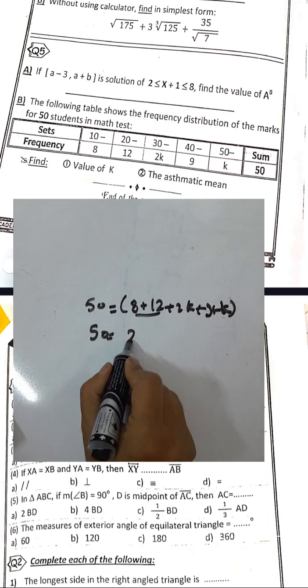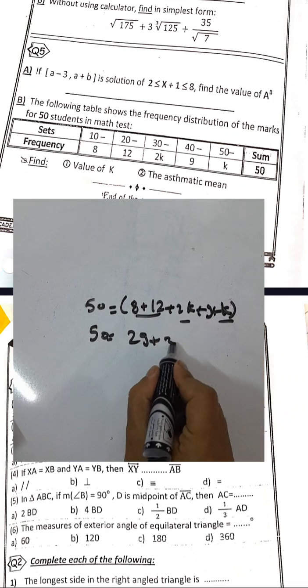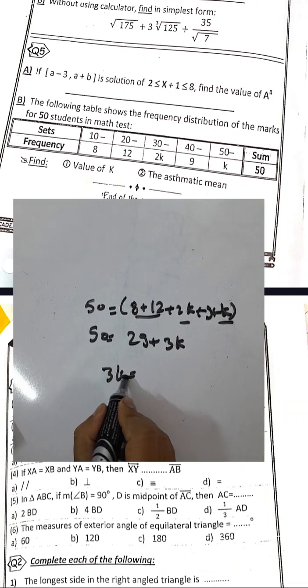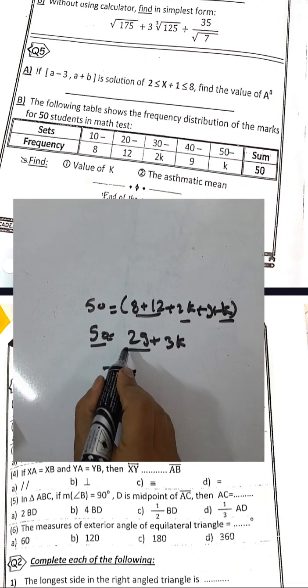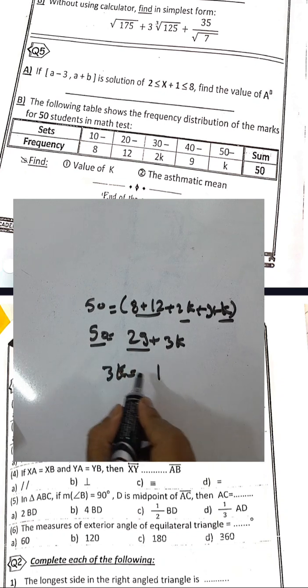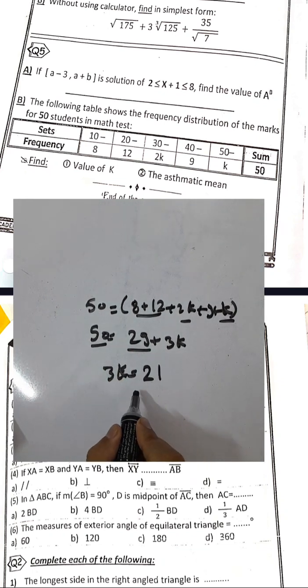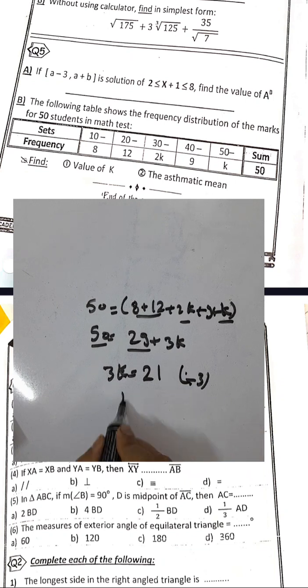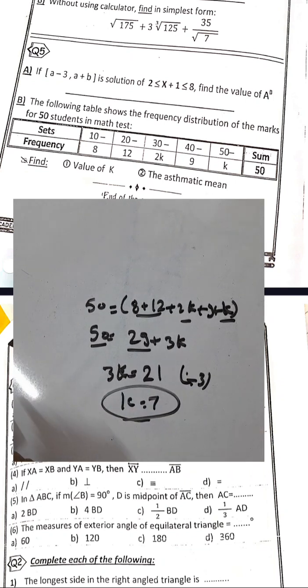20 plus 9 will be 29. k plus 2k equals 3k. Then 3k equals 50 minus 29, which equals 21. Divided by 3, then k equals 7. The value of k here equals 7.